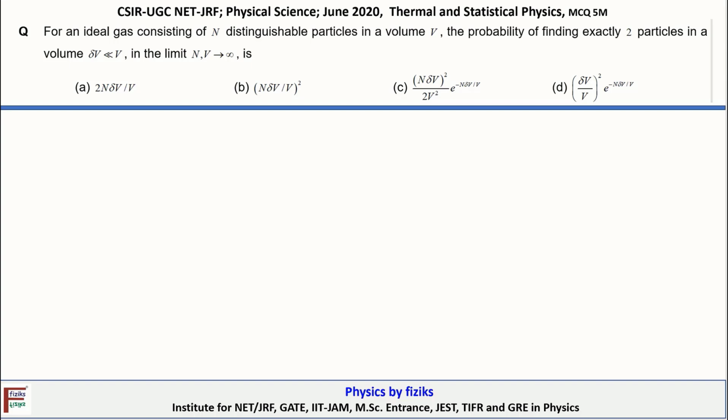Let's take a look at the next problem. The statement is: for an ideal gas consisting of N distinguishable particles in a volume V, the probability of finding exactly 2 particles in a volume delta V much smaller than V, in the limit N approaching infinity, is. So we are given a situation which is basically the thermodynamic limit. We are given a system where N and V both approach infinity. That means we are talking about a very large number of particles and a system having very large volume, and this approximation is also called the thermodynamic limit.